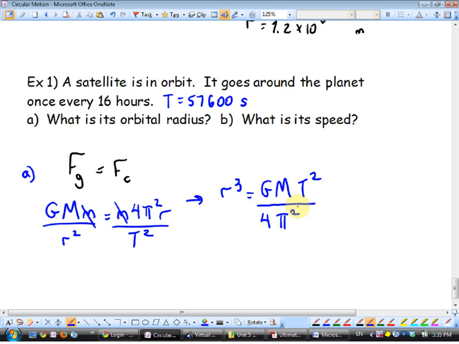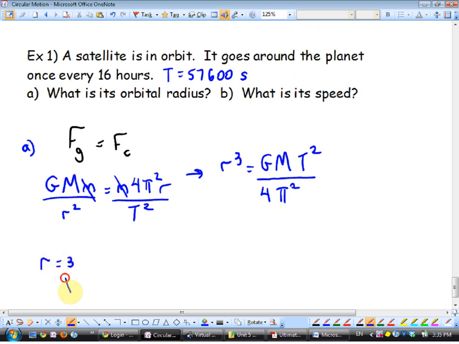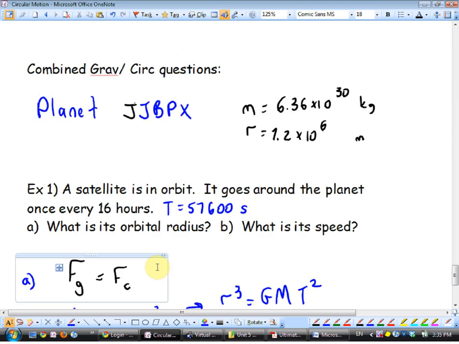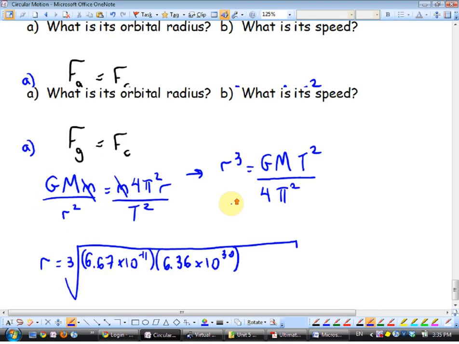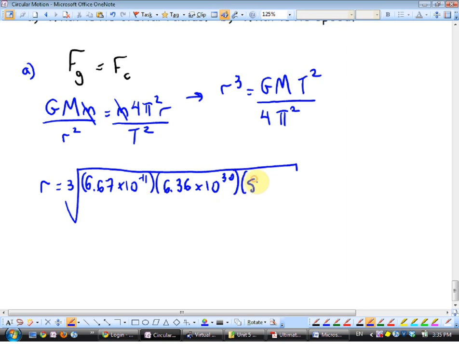How do I get rid of a cubed? Okay. r is going to be the cube root of, and this is about as long an expression as you'll end up typing in this year, 6.67 times 10 to the negative 11. The mass of the planet Jisk, 6.36 times 10 to the 30th. The period, 57,600? Yep. Squared, all divided by 4 pi squared. I would do what's inside first and then cube root.